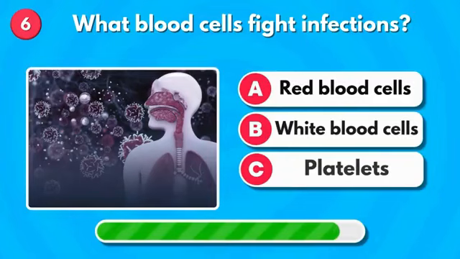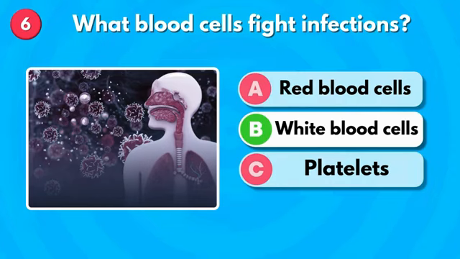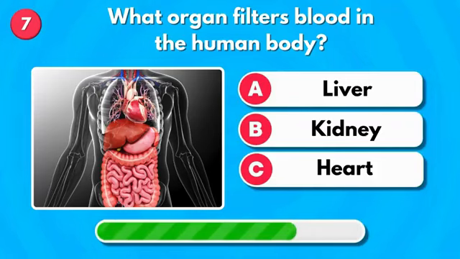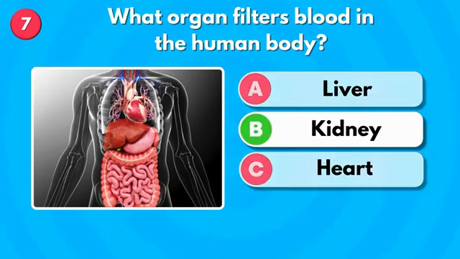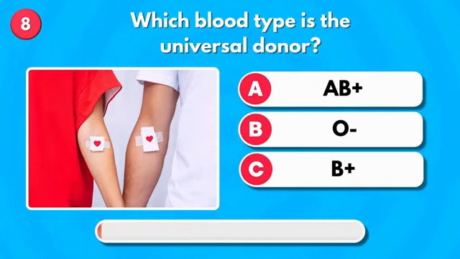What blood cells fight infections? White blood cells. What organ filters blood in the human body? Kidney. Which blood type is the universal donor? O negative.